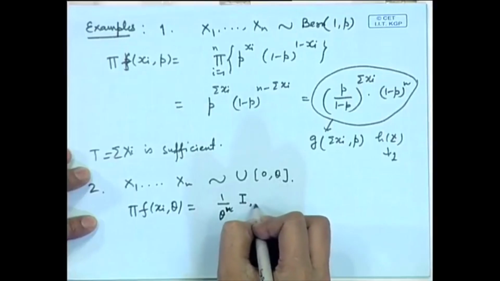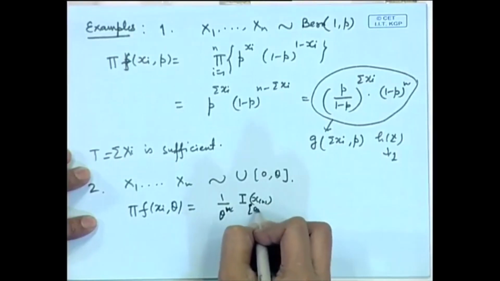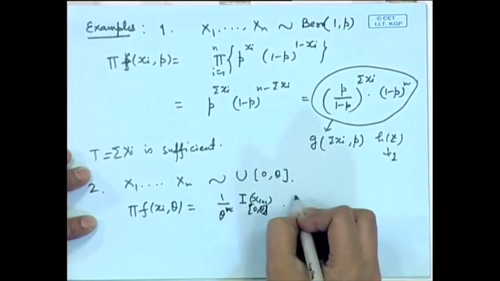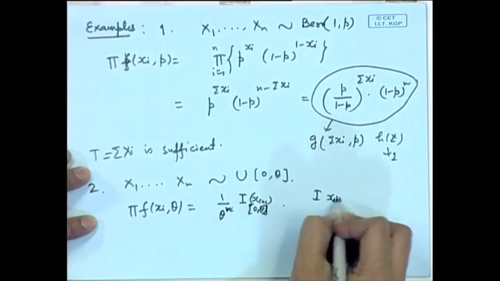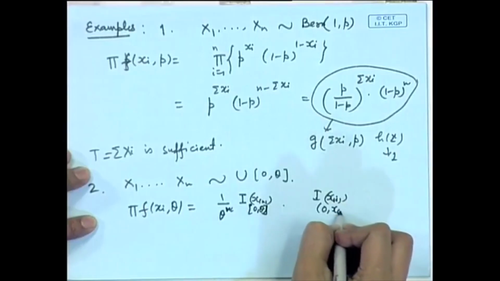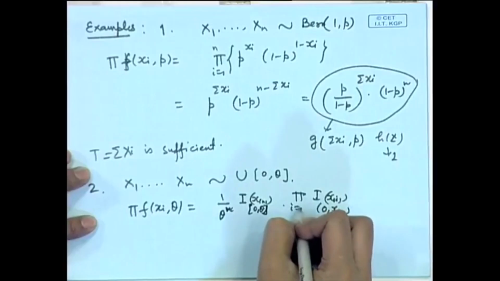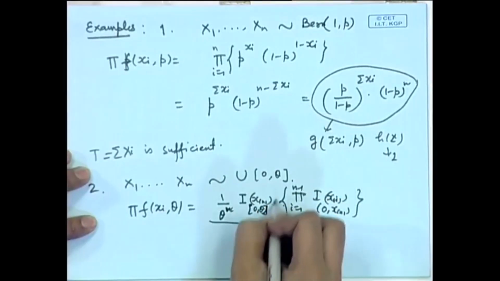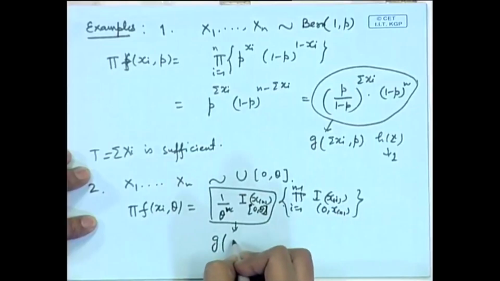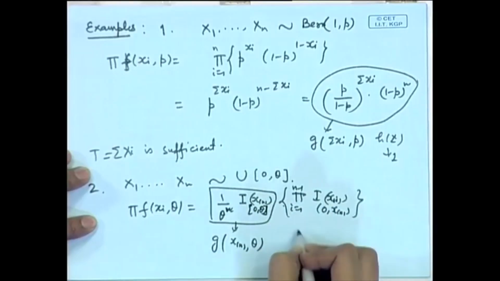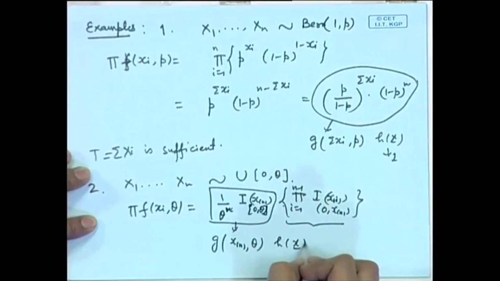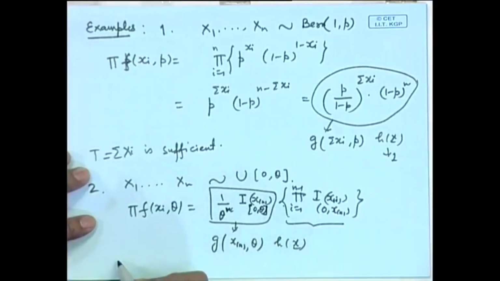So, we can write it in terms of an indicator function, that x_n is from 0 to theta and the remaining x_i's are between 0 to x_n, product i equal to 1 to n minus 1. So, this part we can consider as g of x_n and theta, and this part we can consider as h(x). So, by the factorization theorem we conclude that x_n is a sufficient statistic.